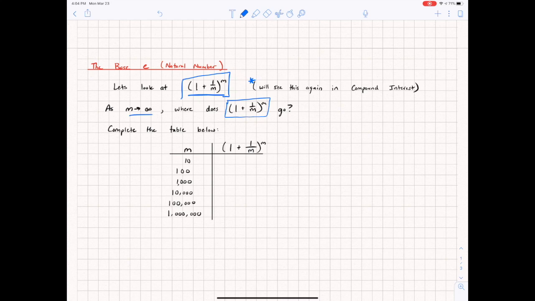And so I've got a table here that you could go through and complete. If you want to explore on your own what this function does as m gets bigger, go through and plug 10 in for m, then 100, then 1,000, then 10,000, etc., filling out this table. I'm going to pause for a second so you can pause the video, but I will then calculate these so that you'll have values for them.